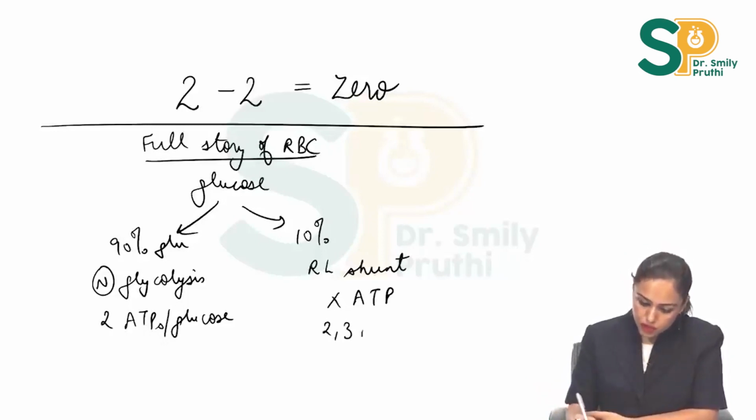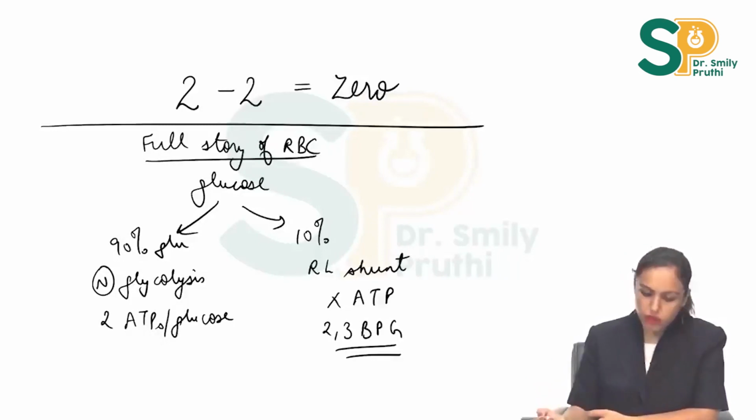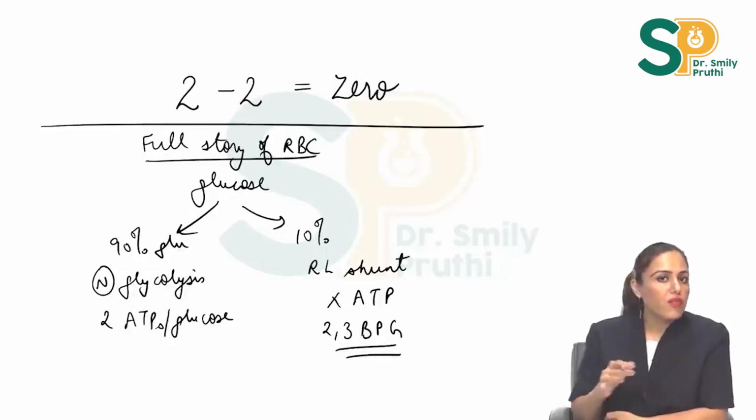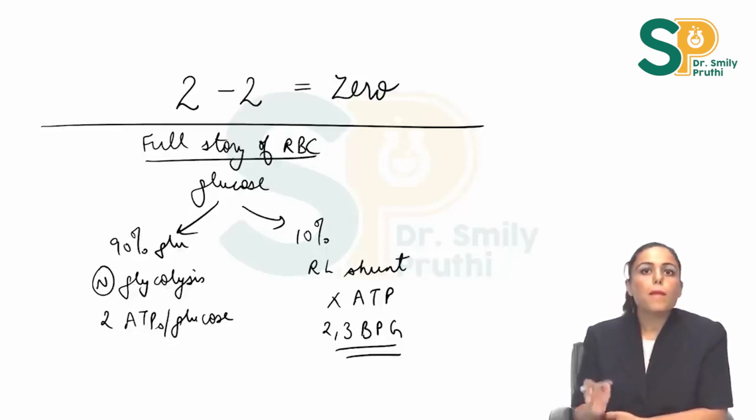Instead, its purpose is formation of 2,3-BPG, right? So, can I say that the number of ATPs formed in RBC can never be more than 2, but it can be less than 2 if it is the Rapoport-Luebering shunt, right?